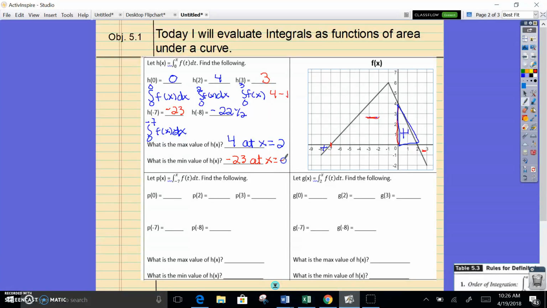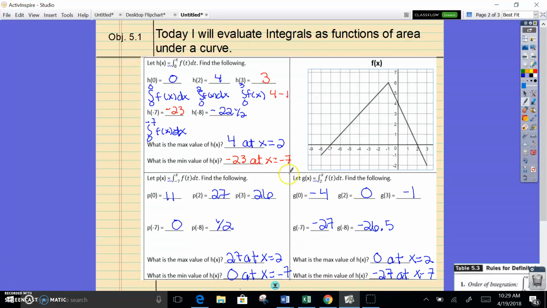So take a moment, pause the video, go ahead and try the other 2. I'm going to fill in my answers, and then you can come back and check your work with what I have. Okay, so hopefully your answers match mine. I hope I didn't make any arithmetic mistakes.